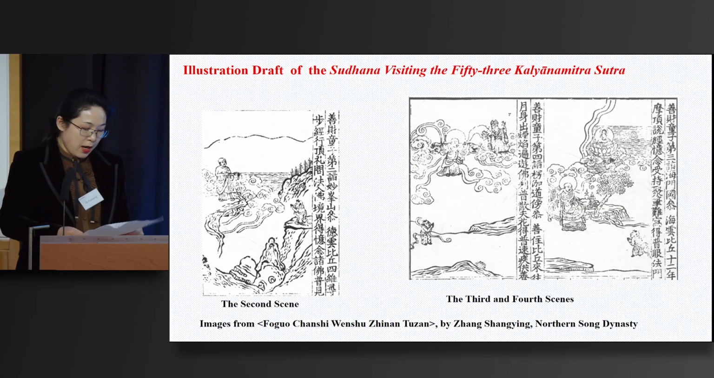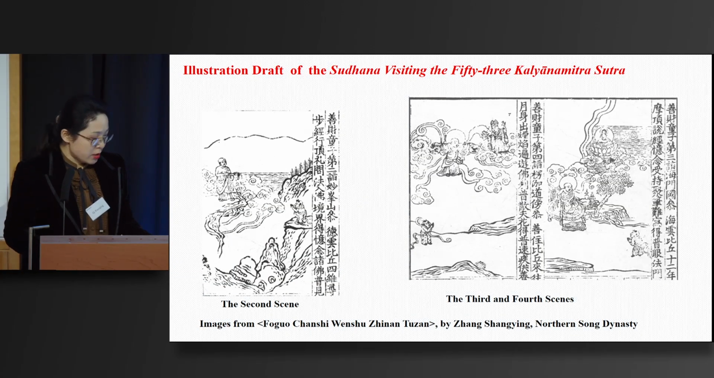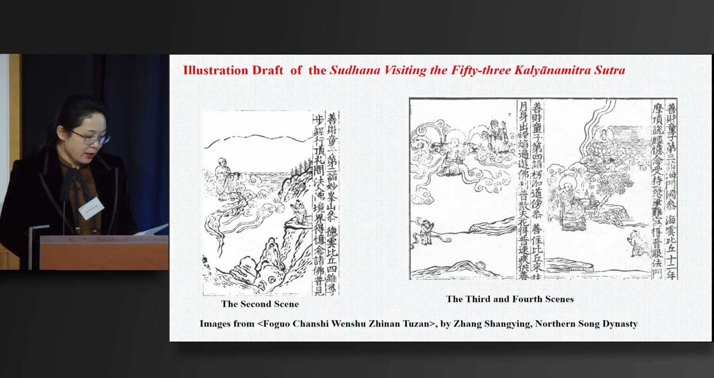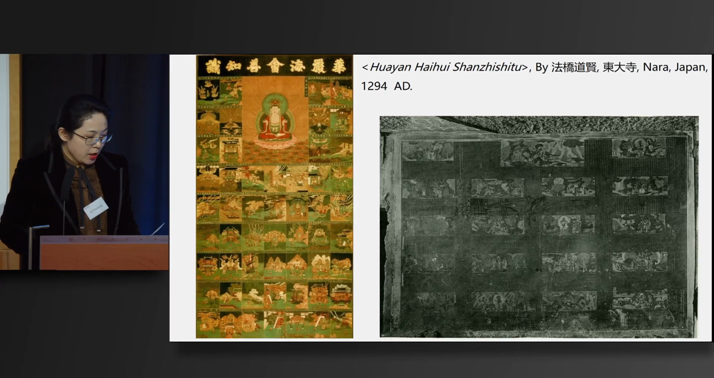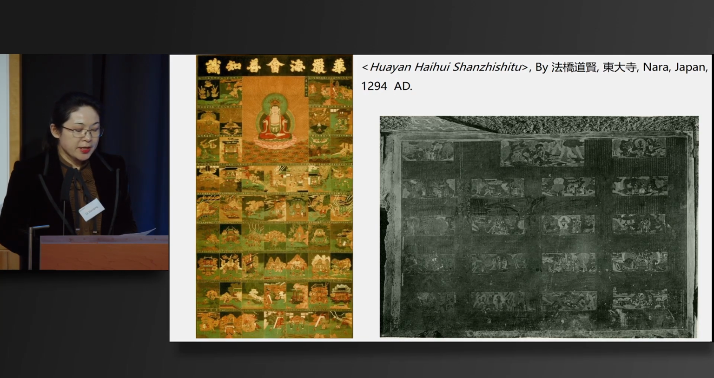I also explored other illustrations and drafts of the subject of Sudhana visiting the 53 Kalyanamitras from ancient documents and paintings, but none of them have any resemblance to the one in Cave 464 of Mogao. But fortunately, I found another painting of this subject collected in Japan. This painting was made in the Yuan Dynasty in 1294, and it contains the same composition as the painting in Cave 464 of Mogao.